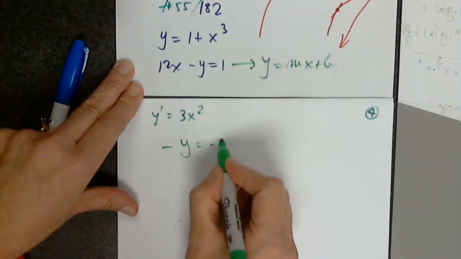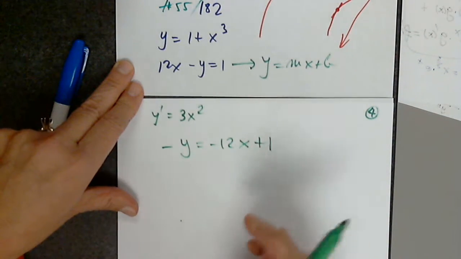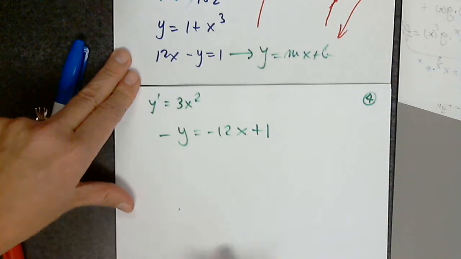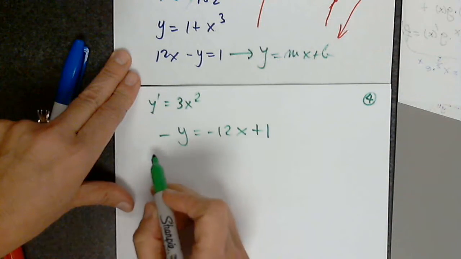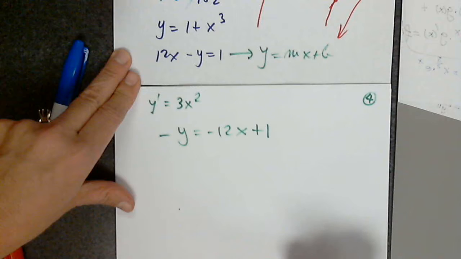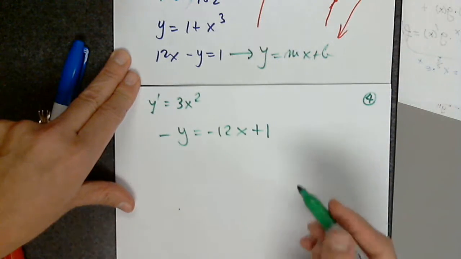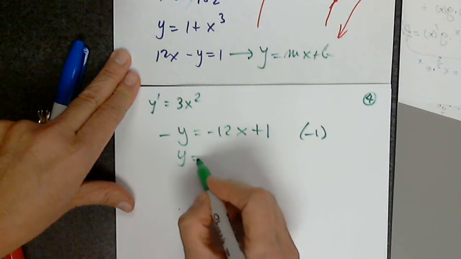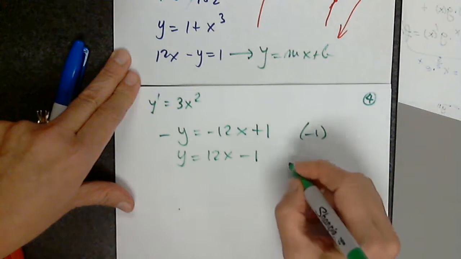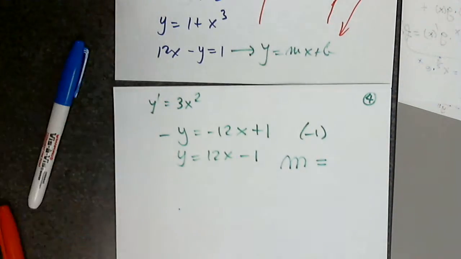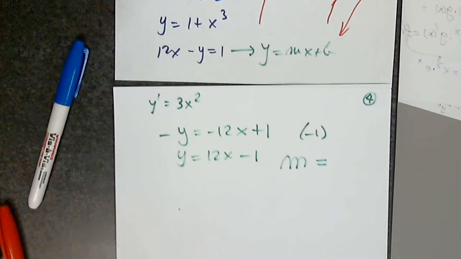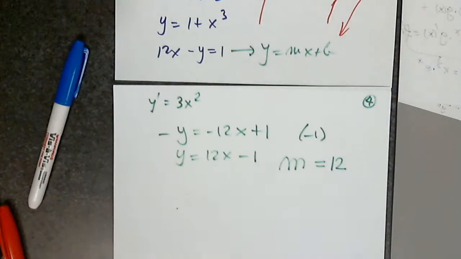So negative y equals negative 12x plus 1. And then I divide both sides, or multiply both sides, in this case it's the same thing, by negative 1. So y equals 12x minus 1. What is the slope then? The slope of the line, 12. The slope of the line is 12. What do I do next then?